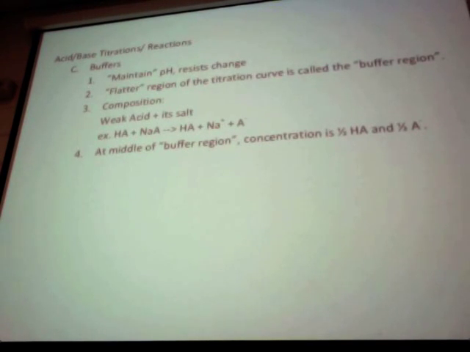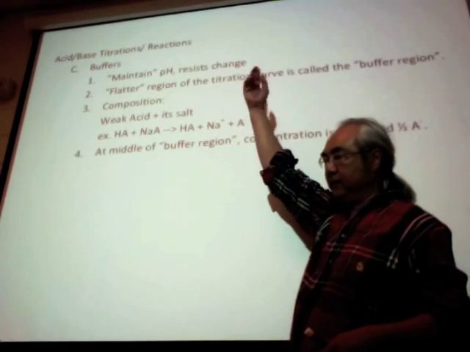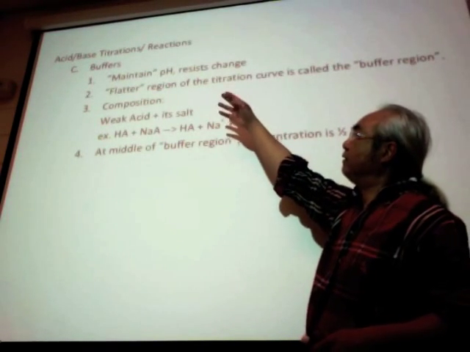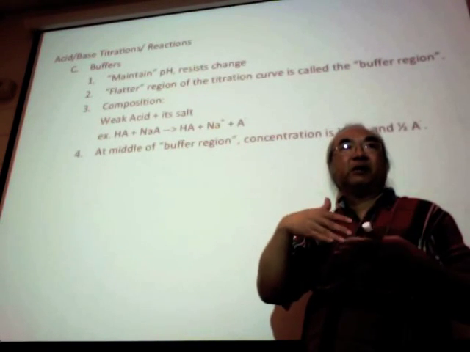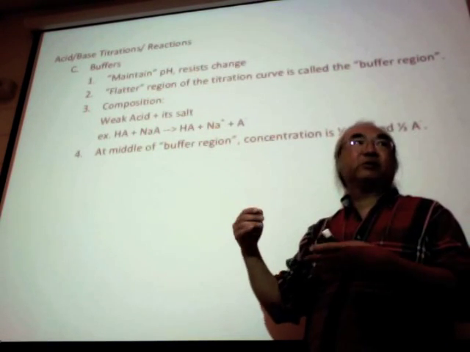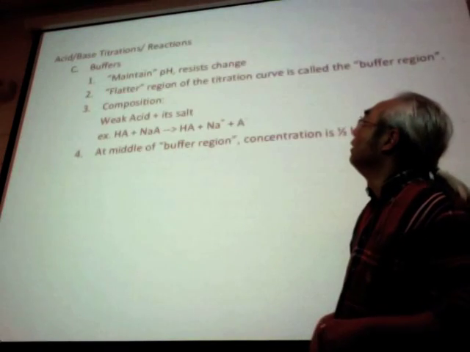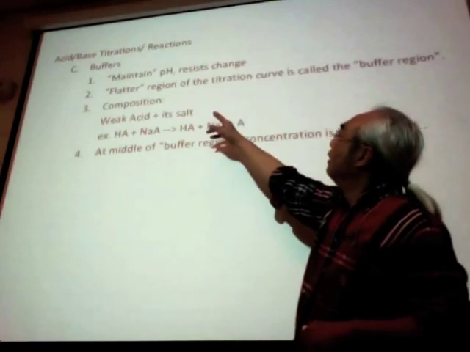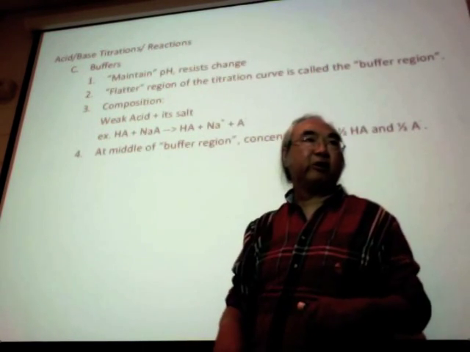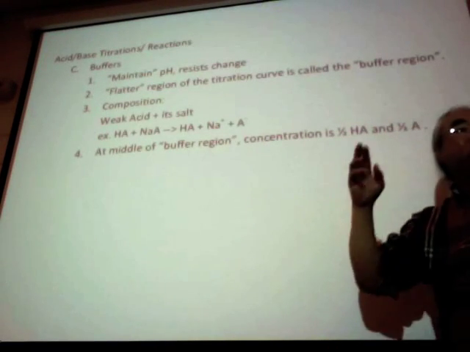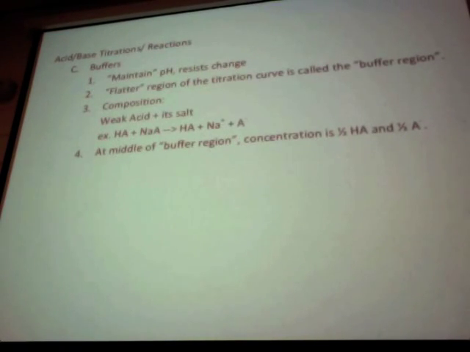Now buffers. The definition of a buffer is that it maintains a particular pH. A biological buffer maintains a biological system at a particular pH, which is important. Following that definition, we can look at the titration curve and identify the buffer region.